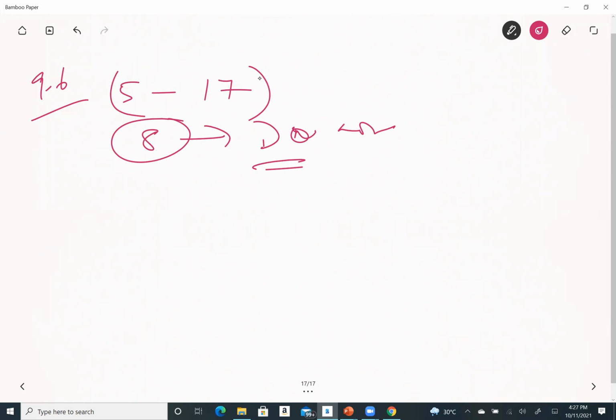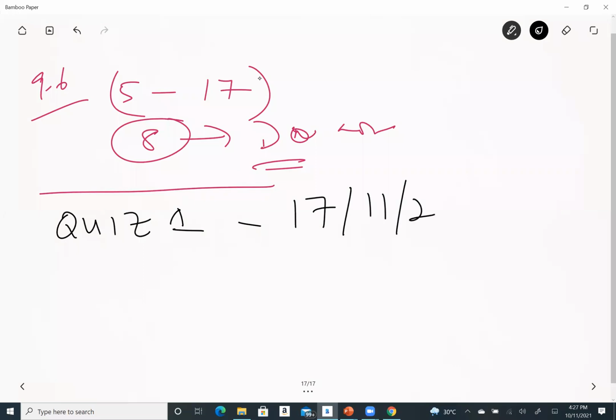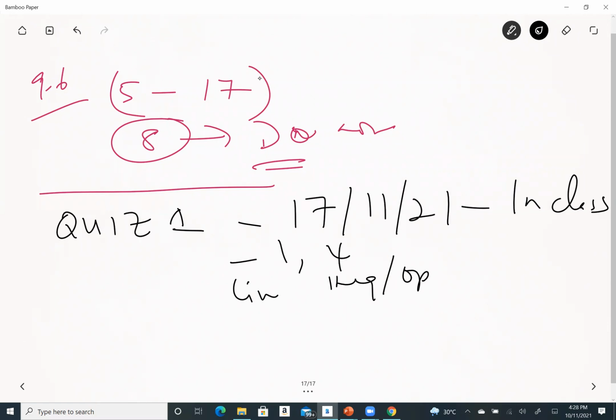Before I forget, I have to make one announcement regarding our quiz. I forgot to do it earlier. You have quiz number 1 next week on Wednesday, 17/11/21, in class. It will cover only two topics, chapter 1, linear function, and chapter 4, the inequalities, linear programming, or the optimization problem.